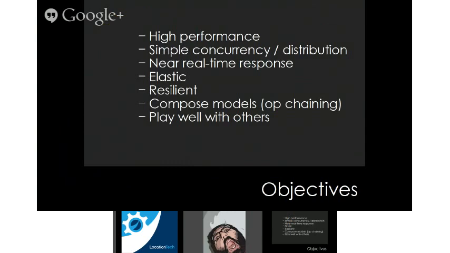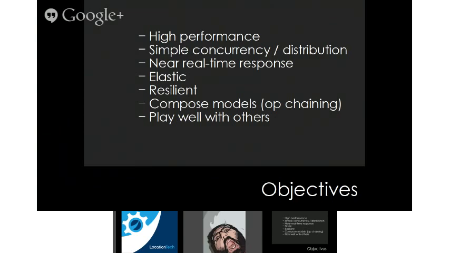So GeoTrellis, when it was started a few years ago, its main objectives were on creating high-performance, near real-time responsiveness for spatial data processing. We wanted this with a fairly simple concurrency and distribution model. Here, again, high performance is not just fast, but fast in the service of user experience in particular. So not just speeding up batch processes, but doing so in a way that would enable both scalable and fast web and mobile experiences. We want to make something that would be elastic, that could grow or shrink as needed.